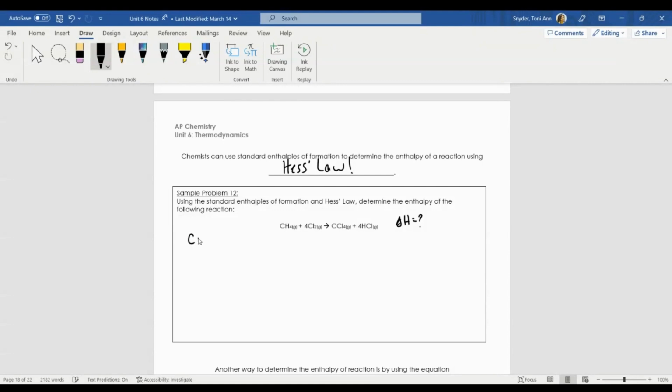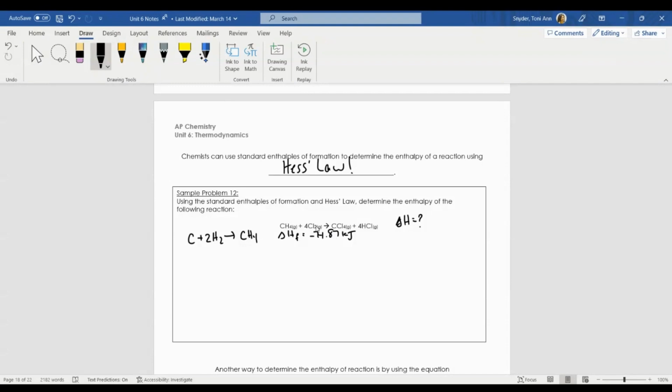So 1 carbon plus 2 hydrogen molecules produces CH4. So this is the reaction to form methane from its elements. So 1 carbon plus 2 hydrogen molecules give me this. And the delta H of formation for that process is negative 74.87 kilojoules.